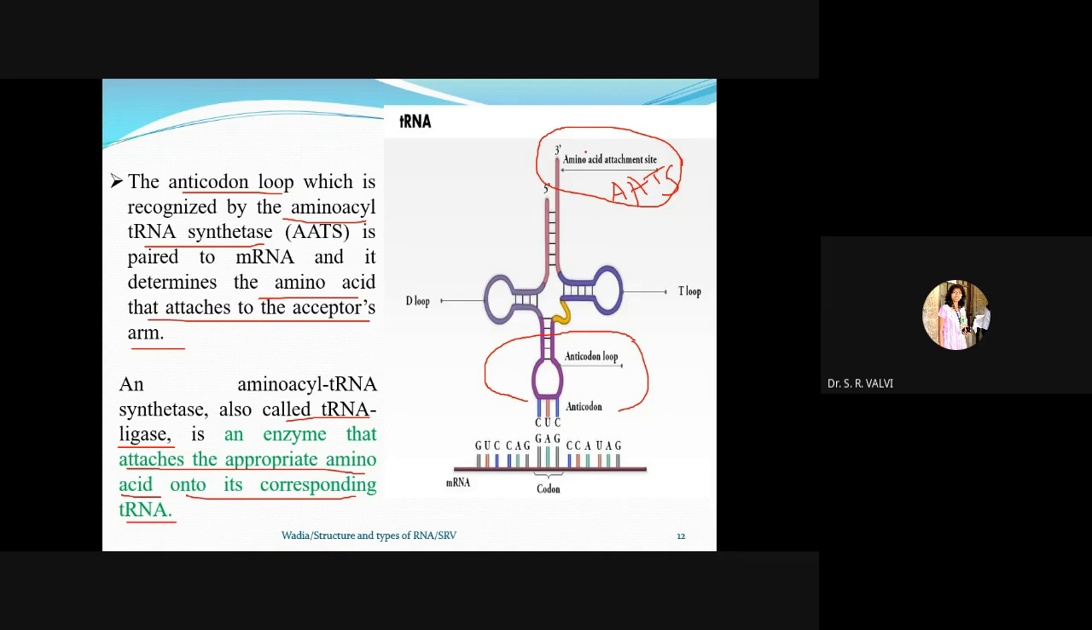So here what we are seeing is the amino acid attachment site. A particular amino acid is going to attach over here. That attachment is done by this aminoacyl tRNA synthetase, which means it is going to recognize as well as join, bind that particular amino acid to the 3 prime end of this tRNA. So please remember the function of this AATS also.